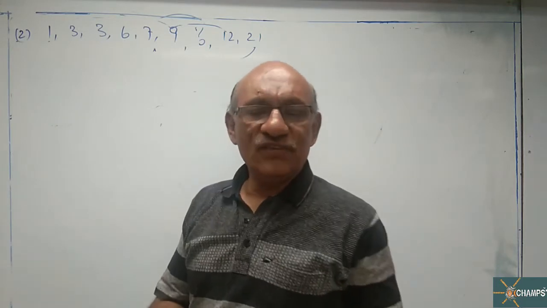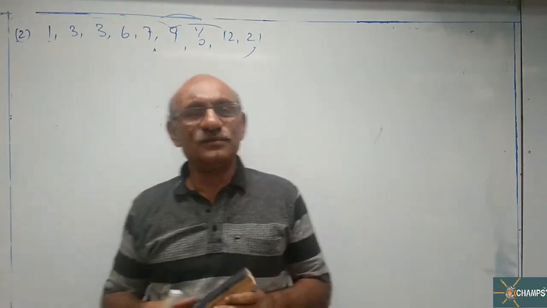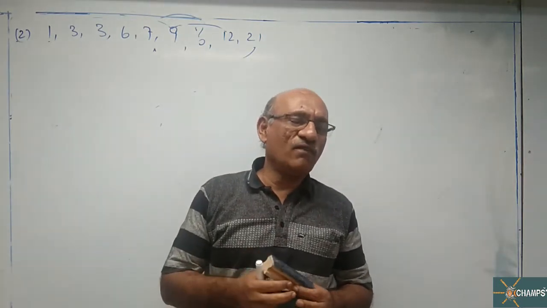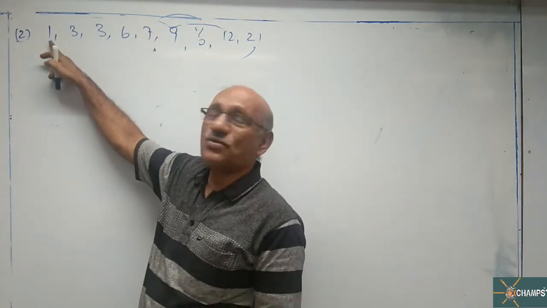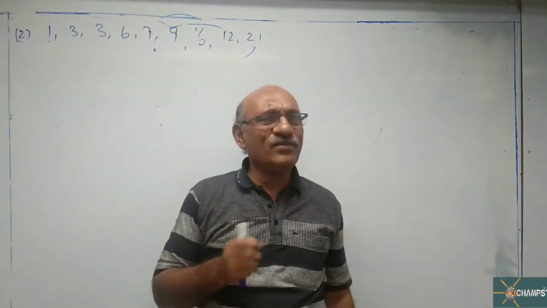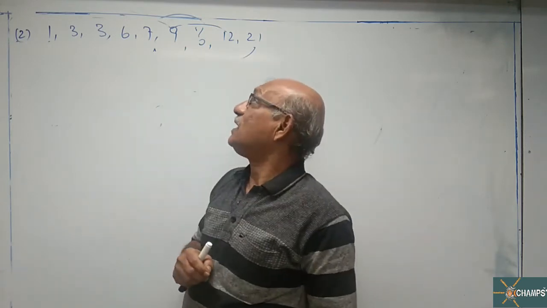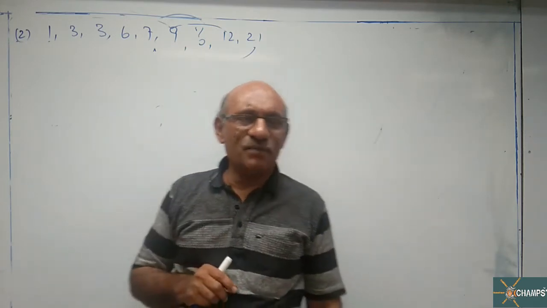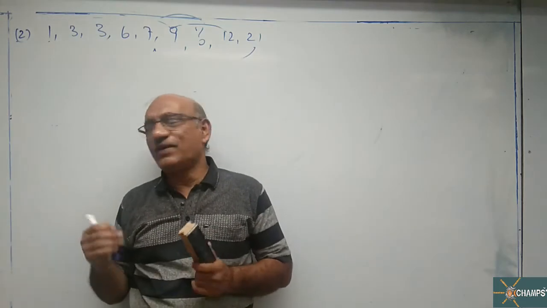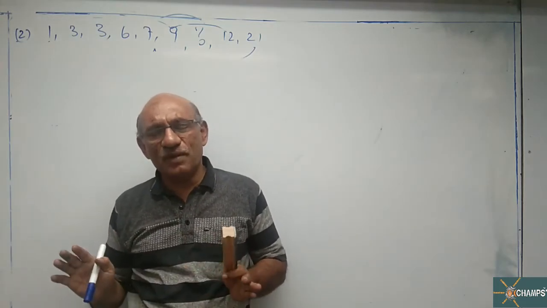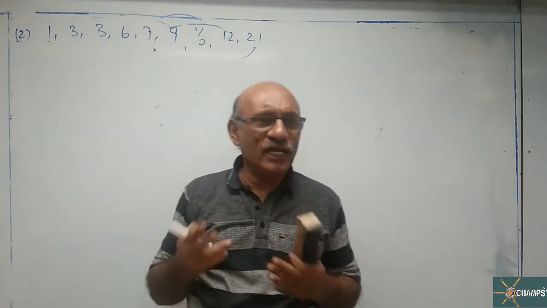Now first, the given series is not a perfect square. The numbers are not squares of any number. 1 is a perfect square, but 3 is not a perfect square, 7 is not a perfect square, 6 is not a perfect square. Then the first concept is ruled out from my brain. Second one, it is not cubes.